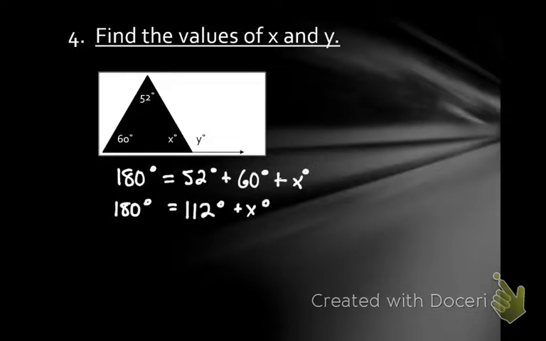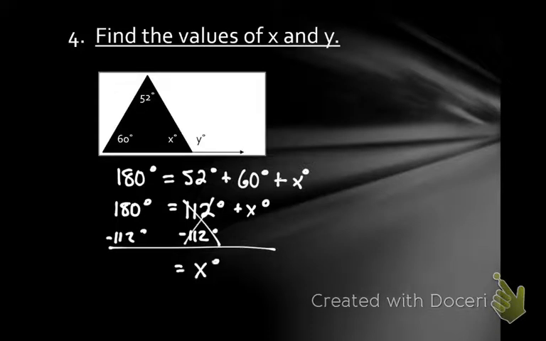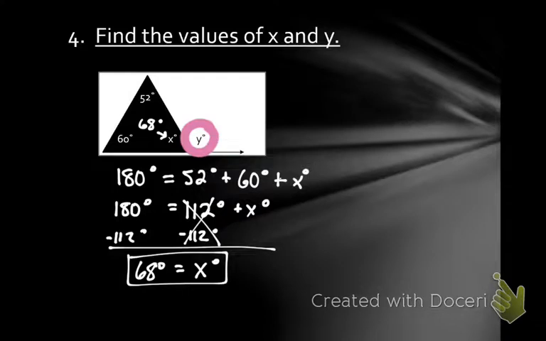Then we want to get x by itself, so how do I get rid of that 112? Subtract it on both sides. What is x? 68 degrees. All right, so that's the first step. We know now that this one is going to be 68 degrees. So how do I figure out what this one is going to be? You subtract it from 180, okay? Because we know a straight line is 180 degrees, and we know that that angle is 68 degrees. So y equals what? 112 degrees. Yes, 112 is correct.